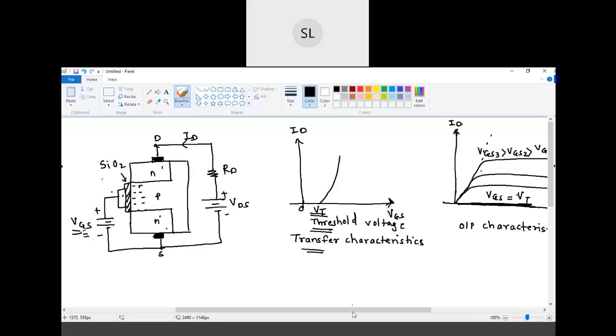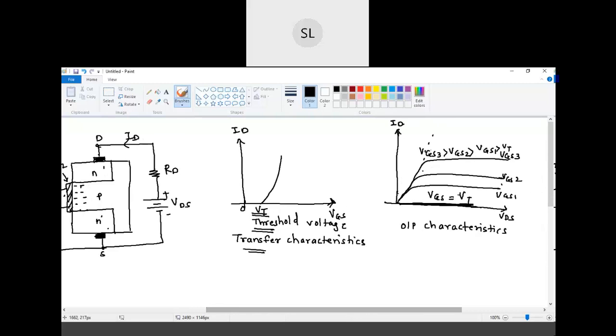As you can see, the output characteristics have been divided into three regions. The first one is the cutoff region, the second one is called the linear region, and the third one is the saturation region, also called the pinch-off region.